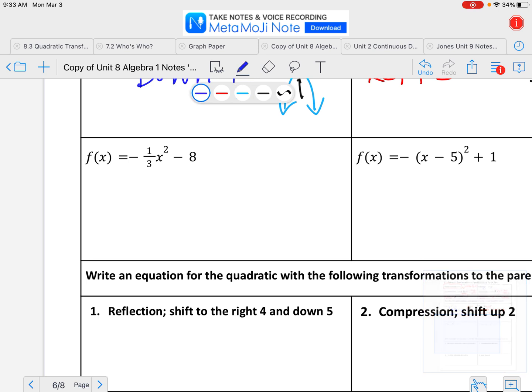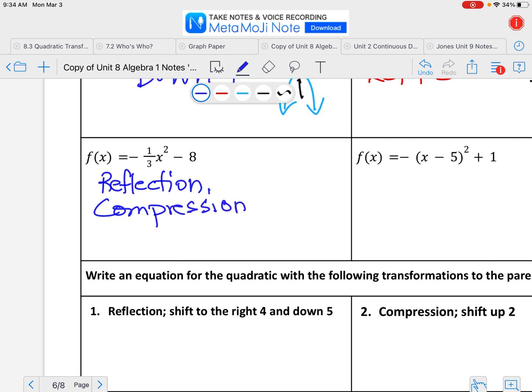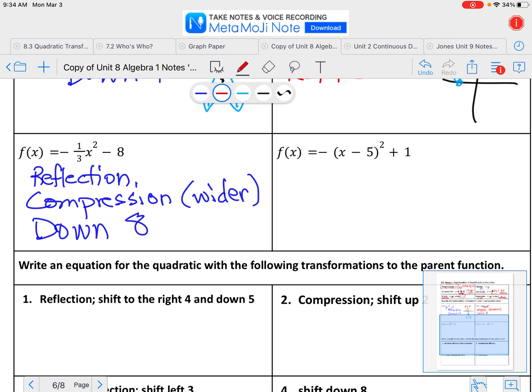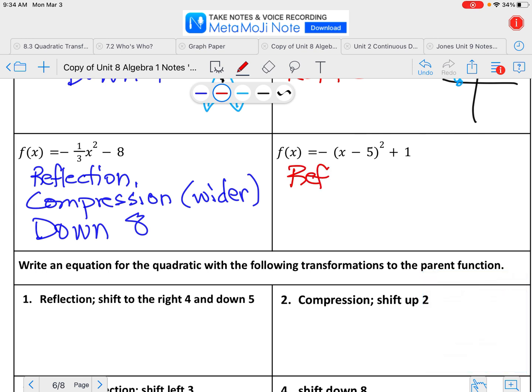This next one, the negative, tells me there's a reflection. The fraction tells me there's a compression. That means it got wider. And then the minus 8 tells me it went down 8. The number next, the negative, tells me it's a reflection. The minus 5 in parentheses tells me that it went right 5. And the plus 1 tells me it went up 1.